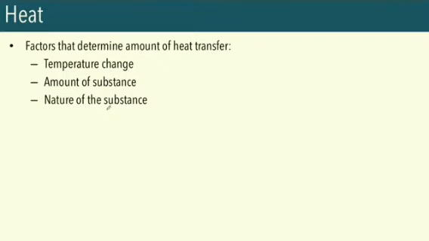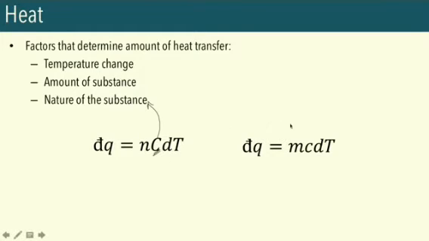If we're looking at infinitely small heat transfers, we could combine all these factors and get this equation over here. dq, an infinitely small heat transfer, is equal to nc dt, where c is your heat capacity, which is related to the nature of the substance, and n is your amount of substance in terms of moles. You could also write this in terms of mass. Instead of moles, you could express the amount of substance in terms of mass instead, so you need to express your heat capacity in a different way as well.